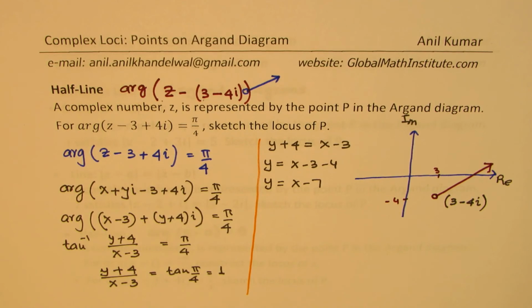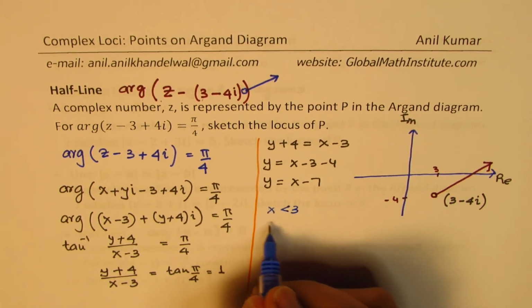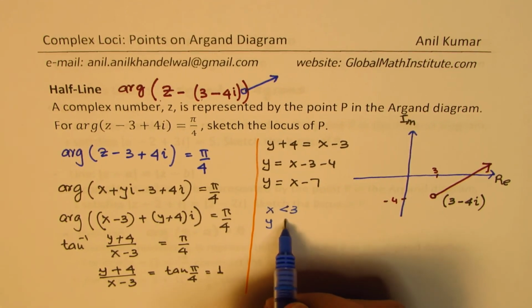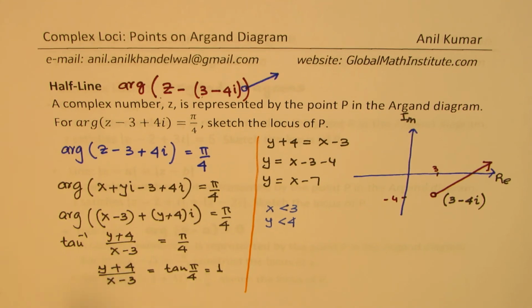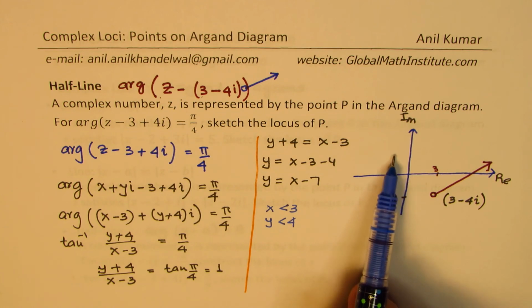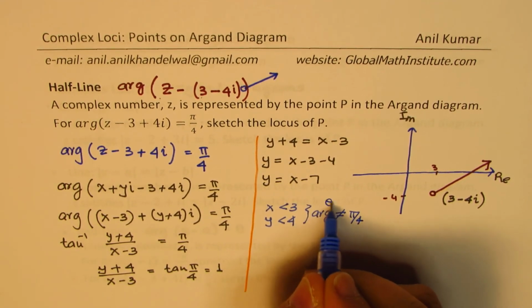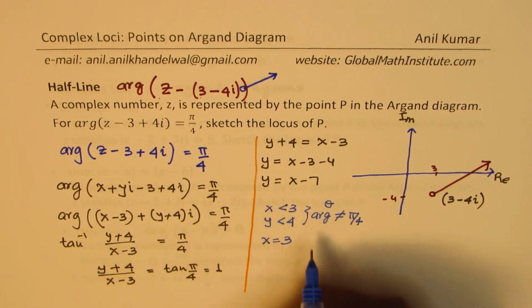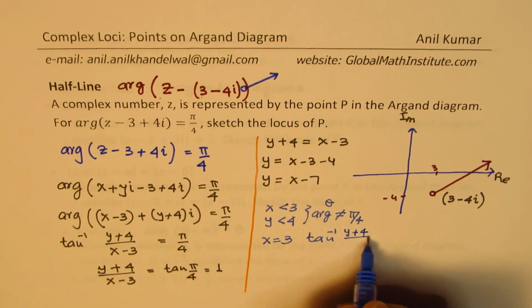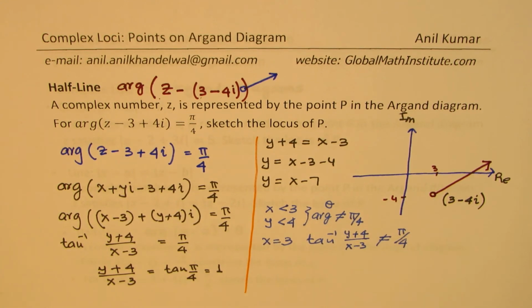Now, you could actually test the result from here, that if you have x which is less than 3, and if I have y which is less than 4, in that case, if y is less than 4, let's say we have negative 5 here, so we get a positive value, right? So in this case, on the left side of this point, if we get a positive value, then the direction is not pi by 4, right? So in that case, argument is not pi by 4. I mean, I should write theta is not pi by 4. Is that clear to you? And also, you notice that for x equals to 3, tan inverse of y plus 4 over x minus 3 is not equal to pi by 4. Is that clear? So that is why here we have a hole, right? So I hope this point is clear.